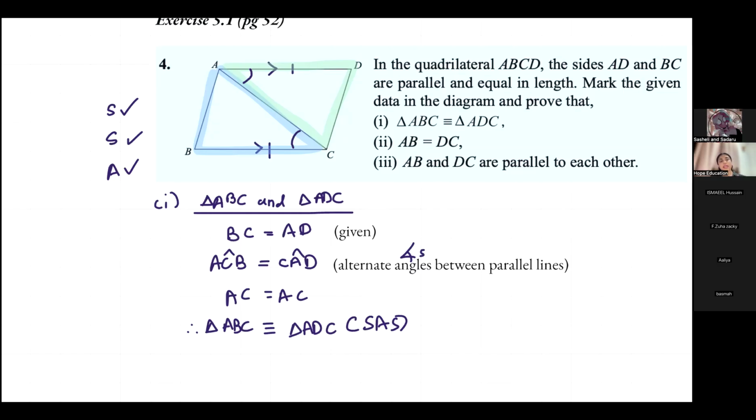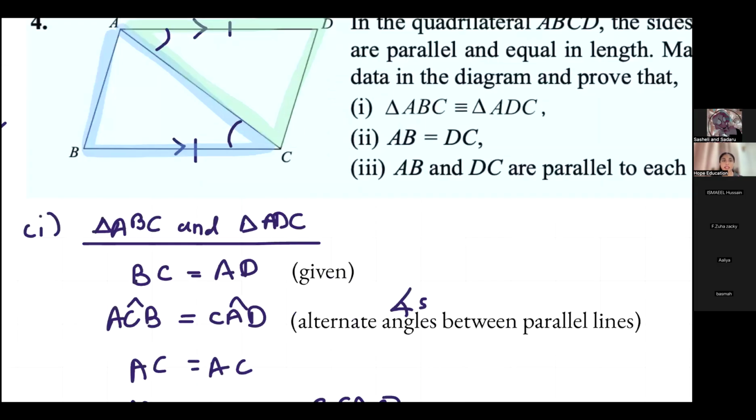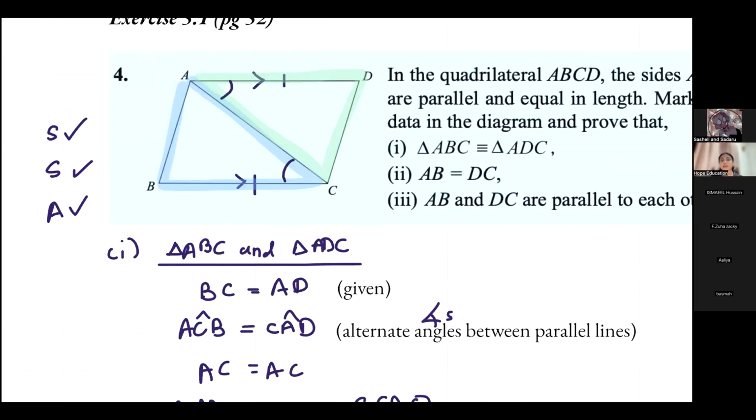Okay. Let's move on to Roman number 2. We have to show that AB is equal to DC. Now, AB is here, DC is here. Are they equal now? After doing the congruency part, can we say that these are equal? Yes. Why? Because these two triangles are congruent to each other. We have already proven that, right?